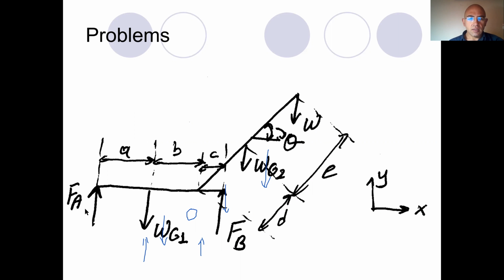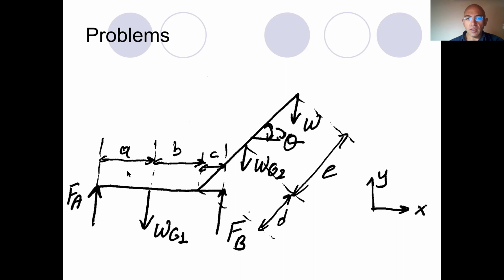Let's say that the force coming from the ground to the track A is Fa, and the weight of the crane is WG1. The force coming from the ground to the track B is FB. I just choose an arbitrary direction; I choose them upwards because this is logical. The weight of the boom is WG2, and the weight of the object that's carried is W. The angle between the boom and the horizontal axis is theta.